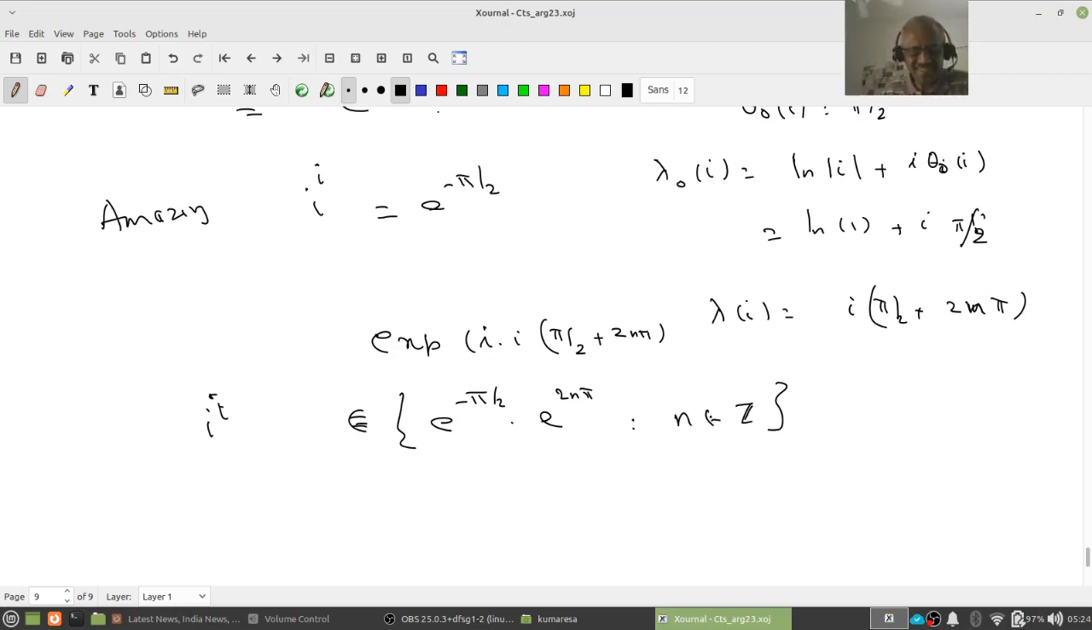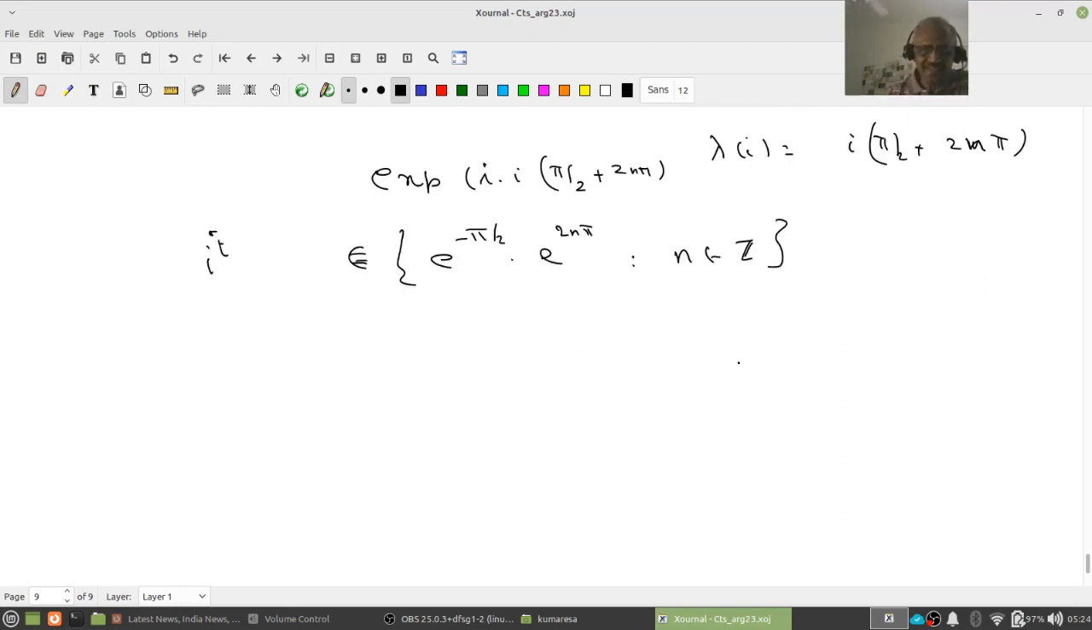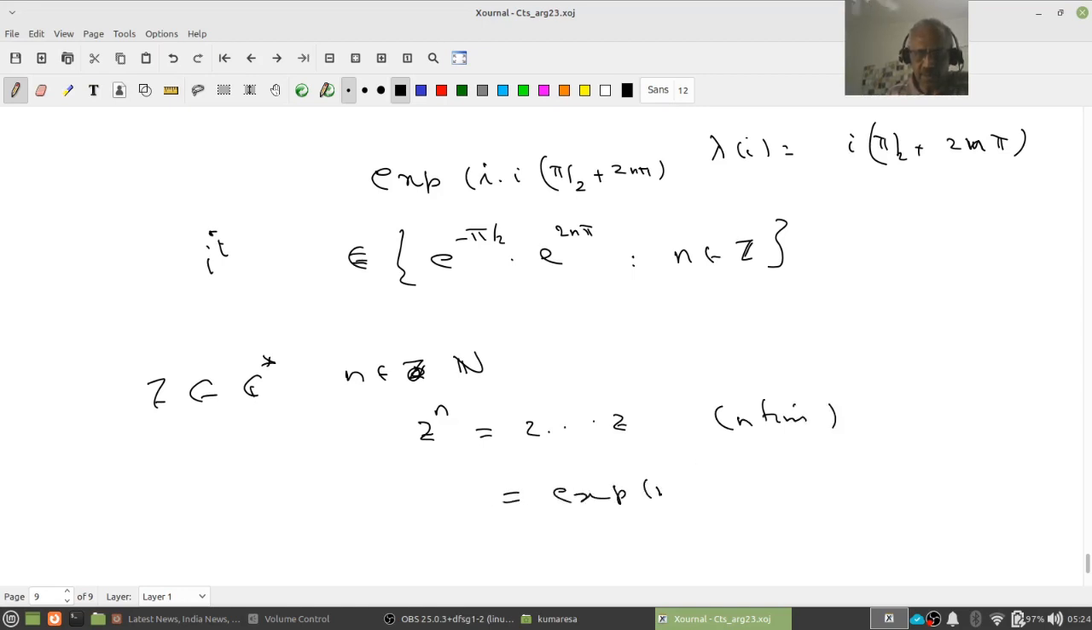Isn't it amazing? Next, let us look at this: suppose I have z in C star and n is a natural number. Now z power n has two meanings. z power n is z times z times z, n times, or it also has the meaning exponential of n times some lambda of z.